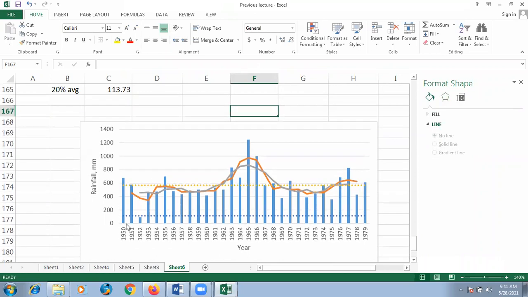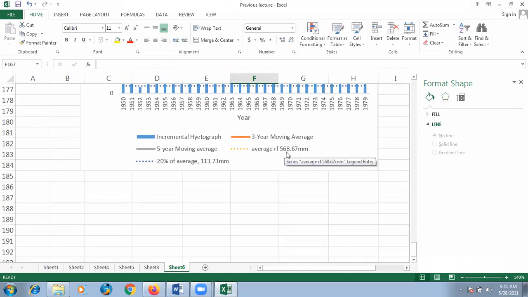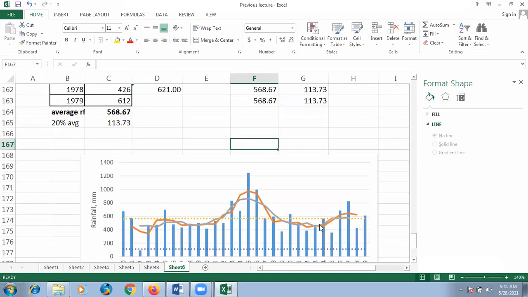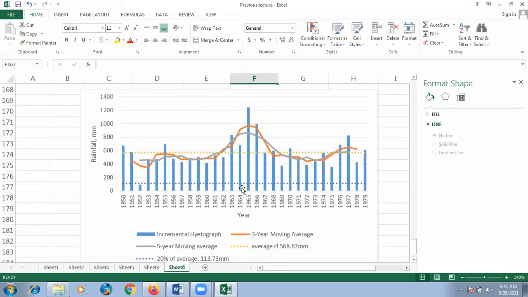So in the examination, it is just sufficient for you to mark 113.73 and draw a horizontal line. And similarly for average, you will mark a point 568.67 and draw a line. And based on this, you can easily identify which years have got less than 20% of the average, that is year 1952 has got less than that. You can look here. The year of drought probably you can think of. Similarly, all with the above average, the surplus years can also be thought of. And all in the moderate range can also be understood very easily.